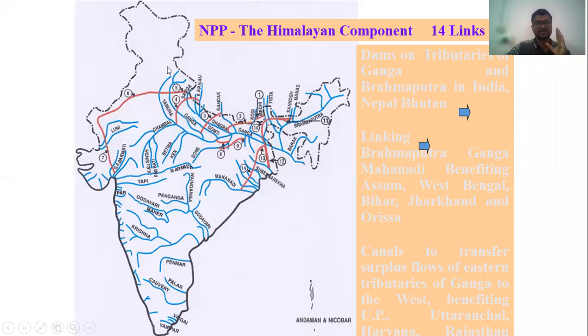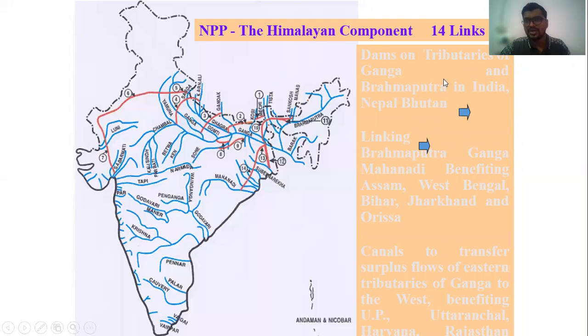Himalayan component of the rivers means those rivers are there in a Himalayan terrain. The proposed interlinking of those rivers is nothing but the Himalayan component of the rivers. Total 14 links are there. Total 14 links, you can see here. 1, 2, likewise here 4 is there, 5 is there. Okay, this is the 5, this 7, then 8, 9, 10, 11, 12, 13 and 14. Those 14 links are proposed in the Himalayan component. The Himalayan component means the northern belt, the upper side, the north region.